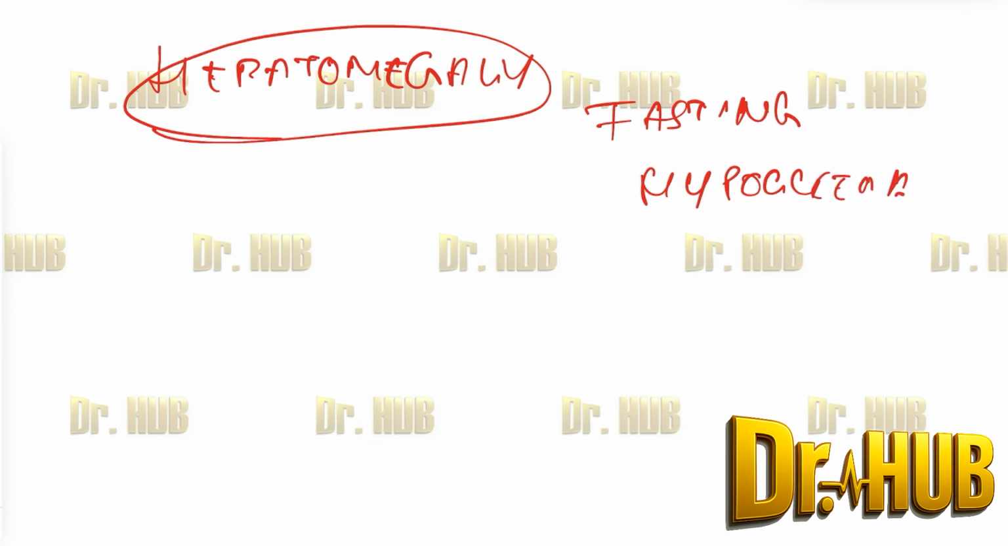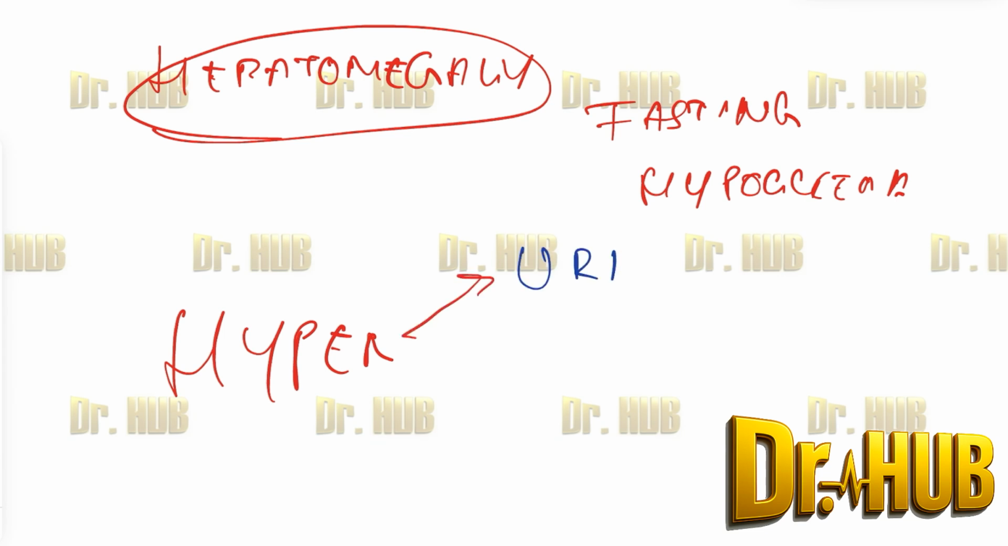and there are two hypers. So what are the two hypers? There is hyperuricemia as well as hyperlipidemia.